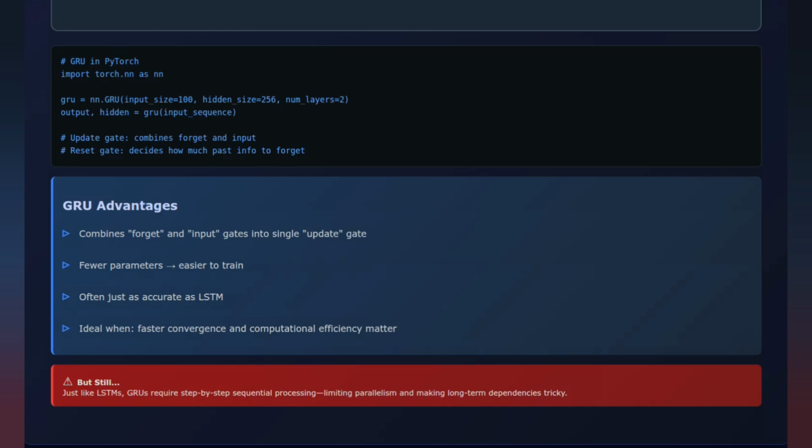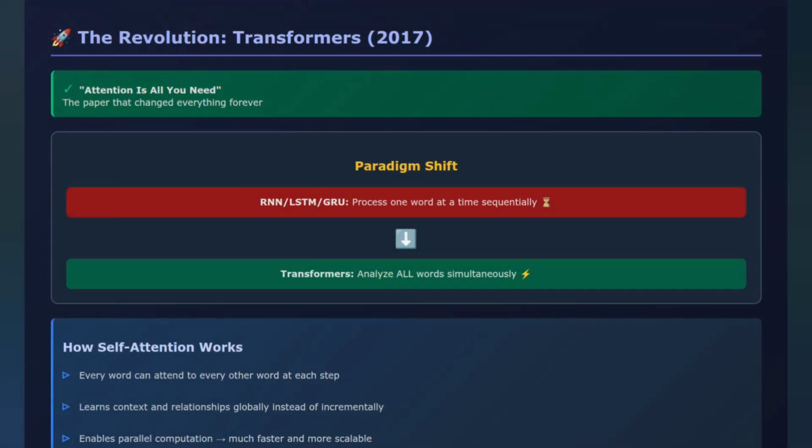We needed to think about sequences in a fundamentally new way. And in 2017, that's exactly what happened. 2017, the paper that changed everything. Attention is all you need. This wasn't just an improvement. This was a paradigm shift.